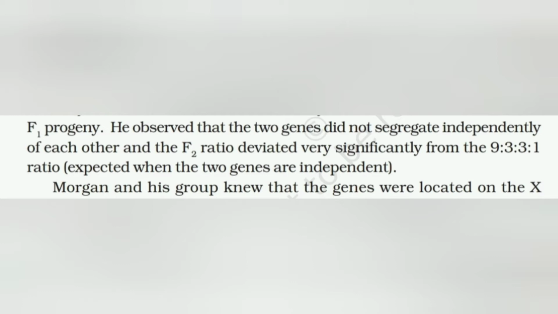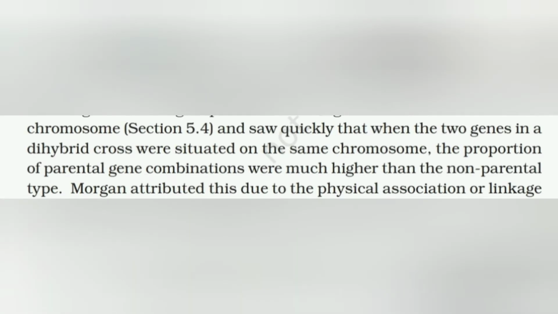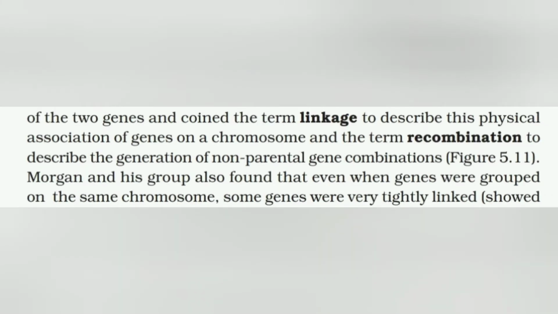Morgan and his group knew that the genes were located on the X chromosome, that is one of the sex chromosomes, and saw quickly that when the two genes in the dihybrid cross were situated on the same chromosome, the proportion of the parental gene combination was much higher than the non-parental type. Morgan attributed this to the physical association or linkage of the two genes and coined the term linkage.